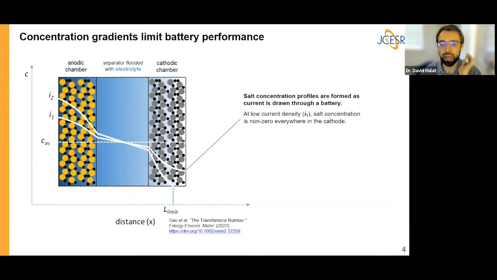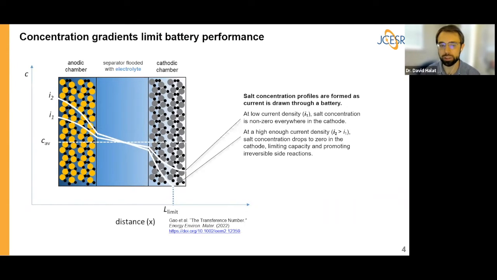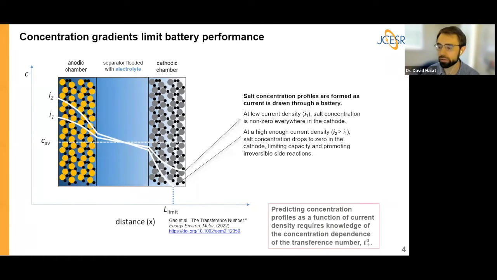So the lines here depict salt concentration profiles that build up in the battery when current is drawn through it. These profiles correspond to the same state of charge, but different current densities. If the current density is low, the concentration gradient is relatively shallow, and the salt concentration is non-zero everywhere. But at a sufficiently high current density, the concentration gradient becomes extreme enough that the concentration can drop to zero within the region of the cathode. And that has significant consequences for performance. In particular, it limits the ability of the cathode to provide its nominal capacity. It also promotes irreversible degradation processes that will limit the battery lifetime.